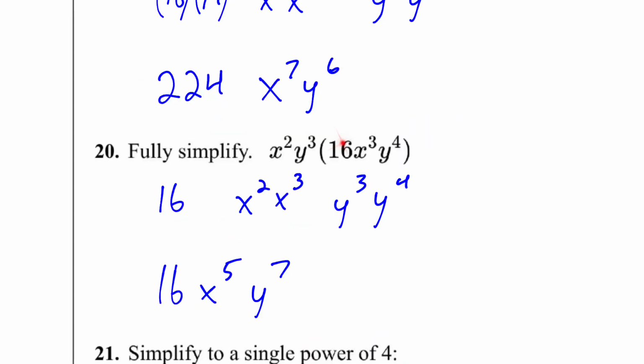Let's again group these. All the numbers go over here. There's only one. The x's go together right here. The y's go together right here. 16 comes down. 2 plus 3, x to the fifth. 3 plus 4, y to the seventh.